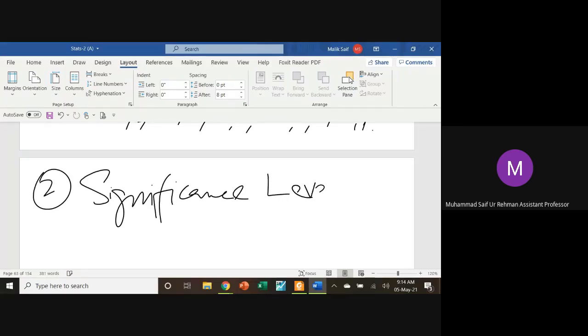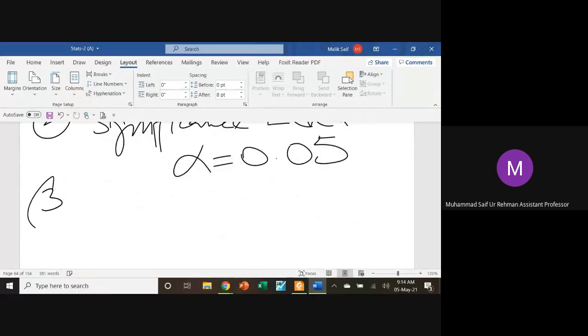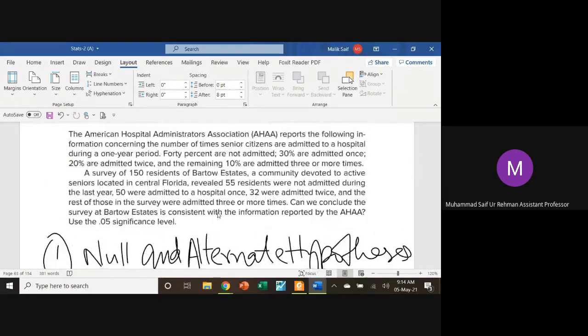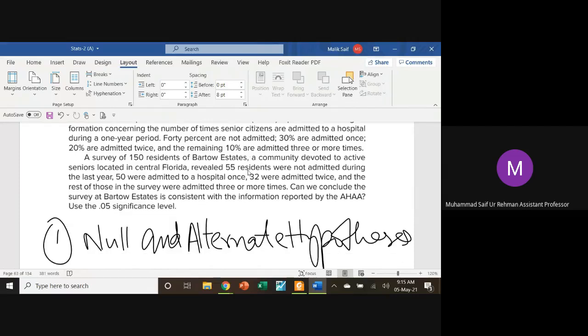So it is given the level of significance is alpha equal to 0.05. Then comes the third step. From the given information, you can see observed frequencies are there and expected frequencies we may construct. So the chi-square test will be used.